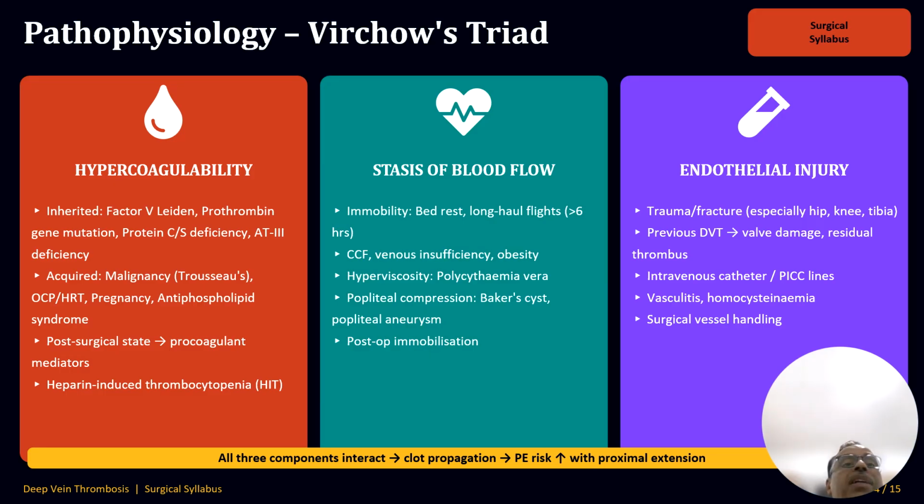There are certain acquired conditions which lead to hypercoagulable state, and amongst the most common acquired conditions is malignancy, which may lead to hypercoagulability, and this is known as Trousseau's sign. Similarly, chronic use of oral contraceptive pills or hormone replacement therapy in postmenopausal women may also predispose to hypercoagulability and increased chances of DVT. Pregnancy, being a physiological condition, would also lead to it, as well as antiphospholipid syndrome.